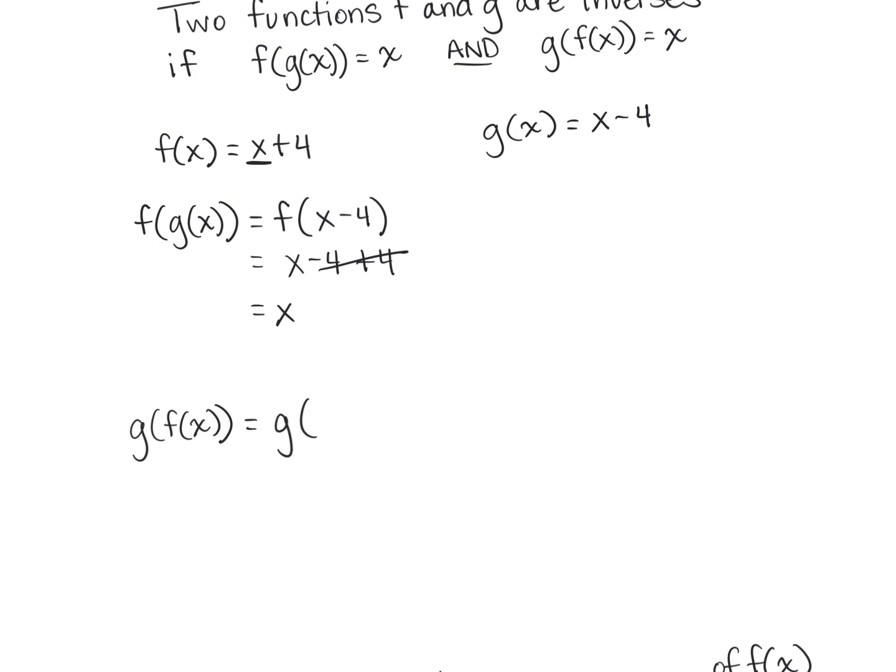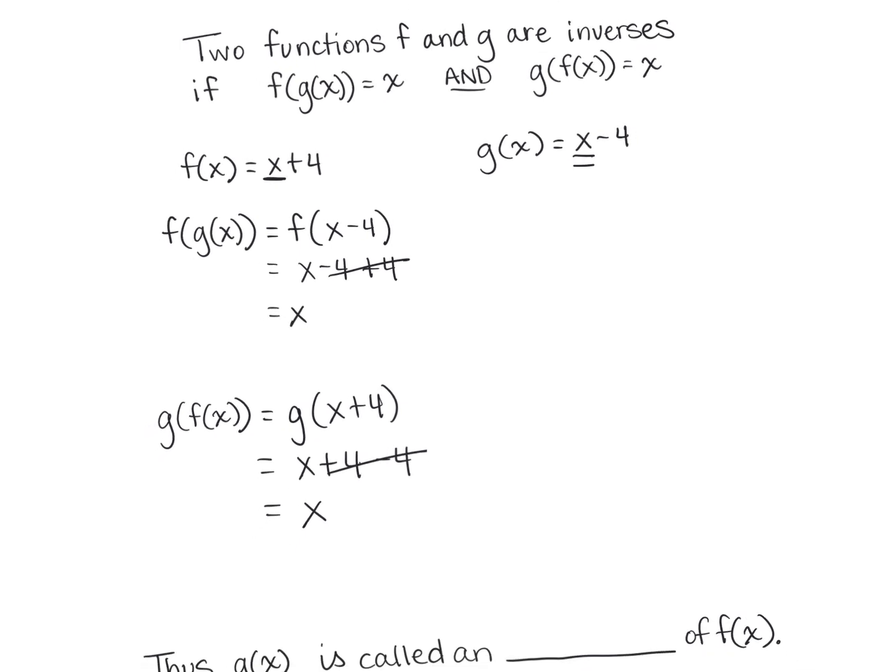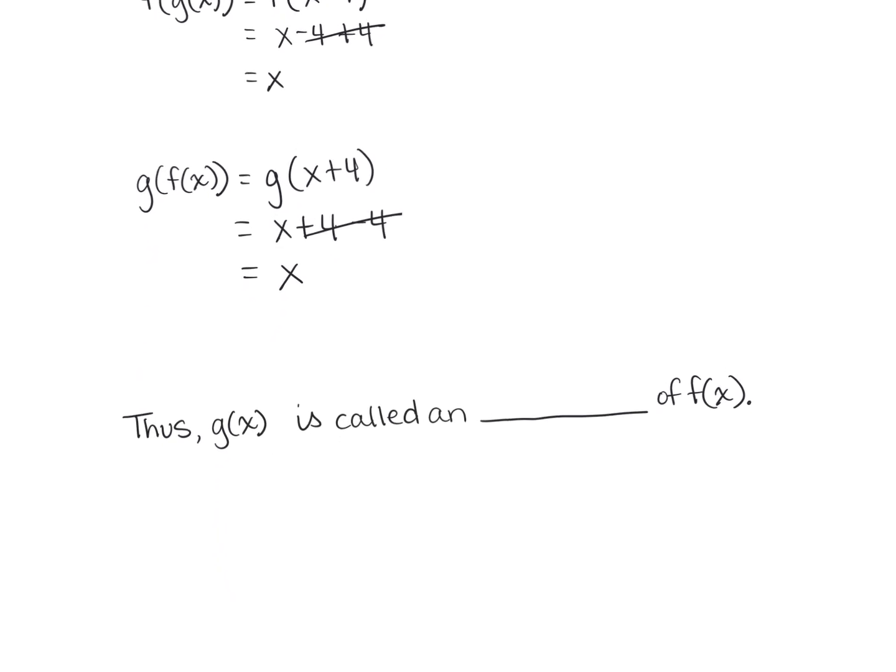The rest of it, you have to do the composition in the opposite direction. So you have g of f of x, where f of x is x plus 4. I'm plugging x plus 4 into the g function. So I have x plus 4, and then I'm going to subtract 4. Again, the 4's cancel, so I have an x. Because both of those give me an x, you can say that f and g are inverses of each other. Thus, g of x is called an inverse of f of x.